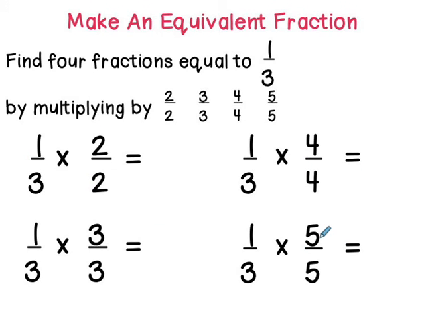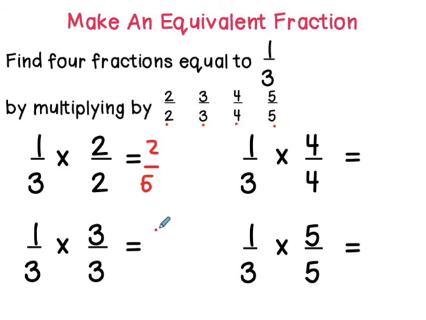Now, in your math book, you might come across a problem like this. Find 4 fractions equal to 1/3. We're going to multiply them by the smallest fractions equal to 1. So we'll multiply them by 2/2, 3/3, 4/4, and 5/5. 1 times 2 is 2. 3 times 2 is 6. So 1/3 is the same as 2/6.